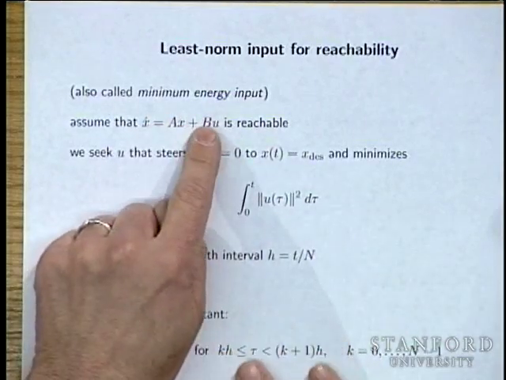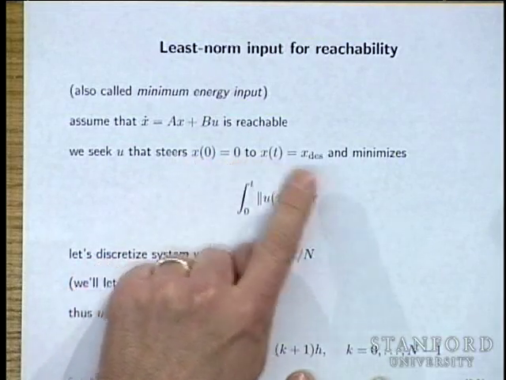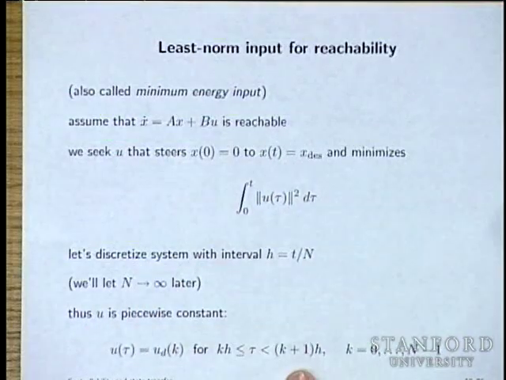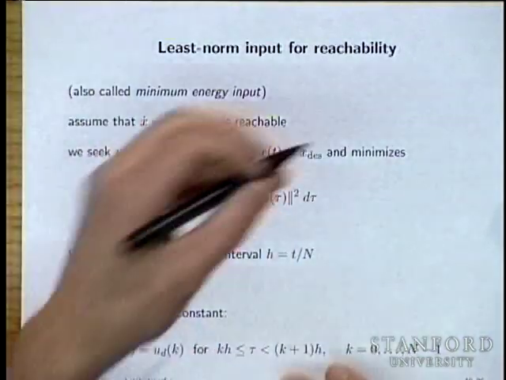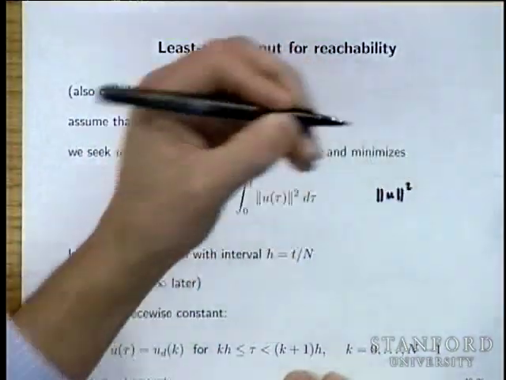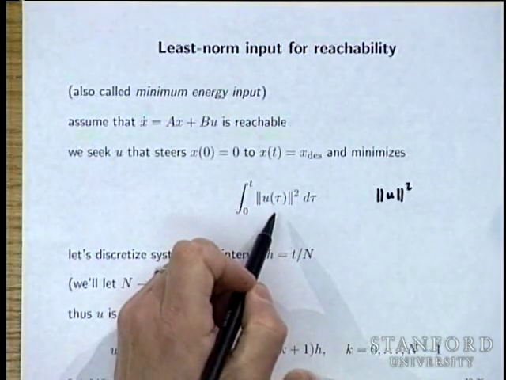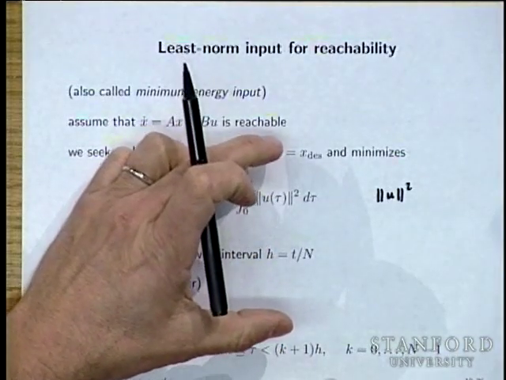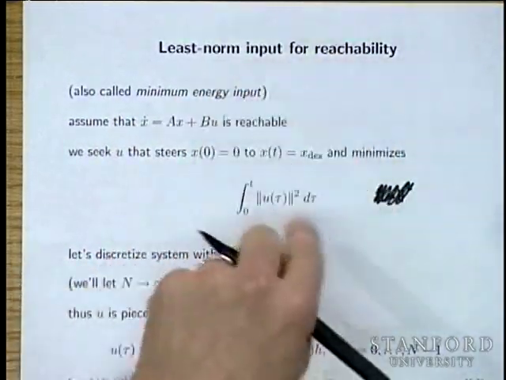You have x dot is Ax plus Bu, and you seek an input that steers x of 0 to x desired and minimizes this integral here. Now, this is not anything we did before. This has got a norm. People would call this the 2 norm, just the norm squared of u. But this is not anything you've seen before. When this was discrete time, u was a stacked version, and it was big, possibly, but it was finite dimensional. That's an integral. We're in the infinite dimensional case here.